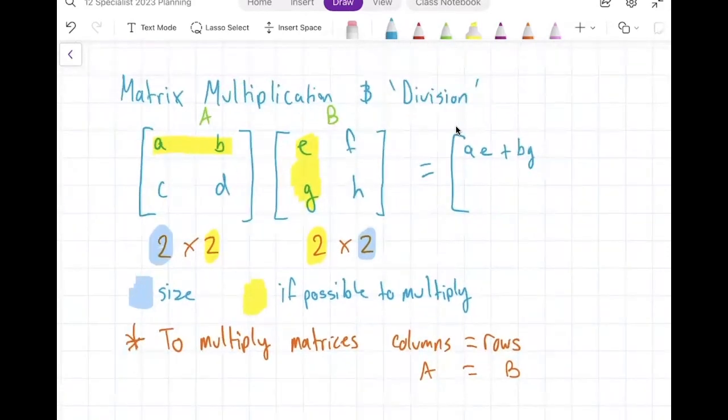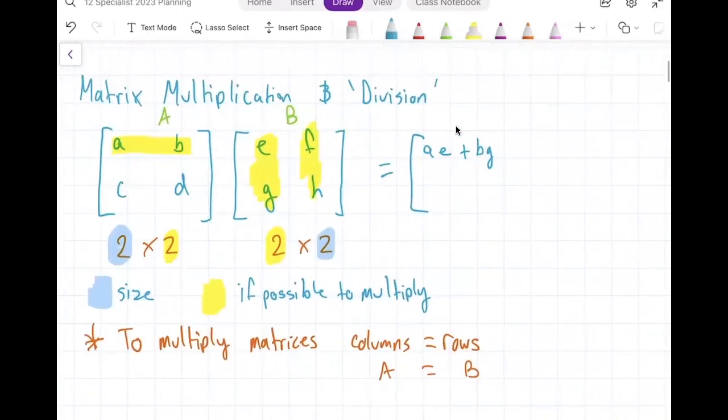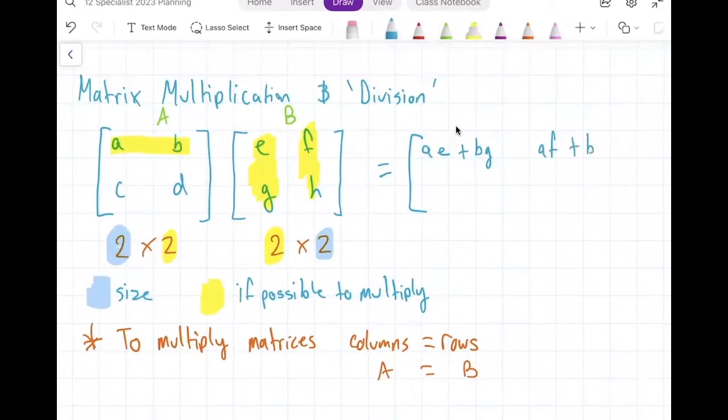Now I'm going to take that same row, I'm going to multiply by this column here. That's going to become AF plus BH. That's going to be the first row when I'm multiplying my two matrices.